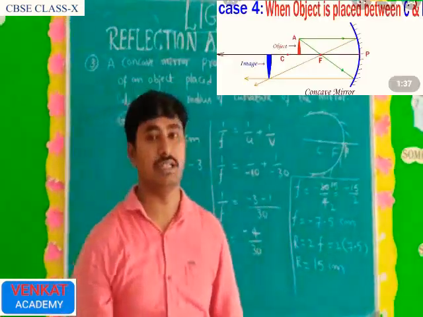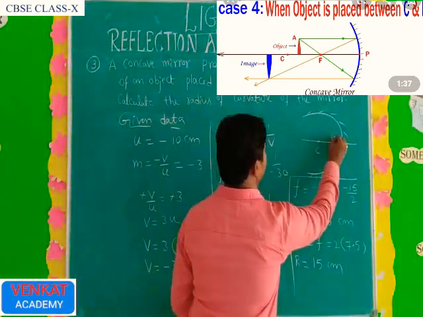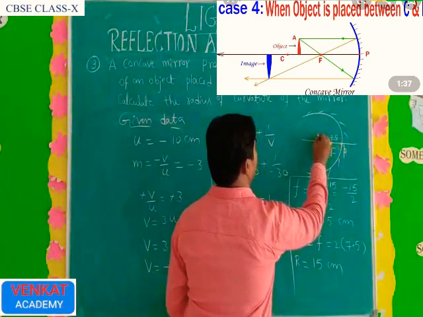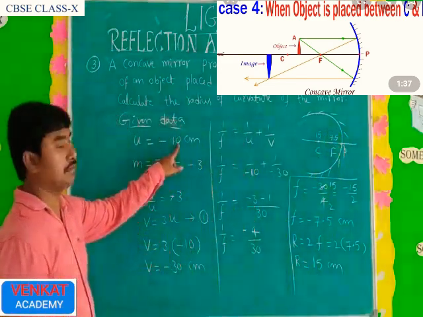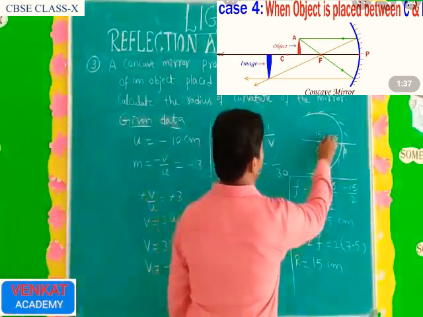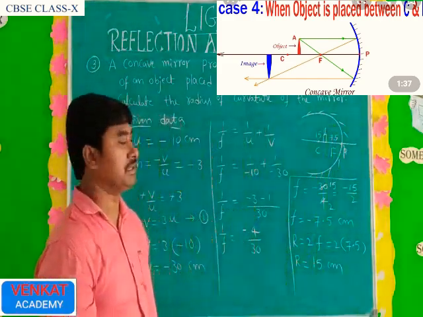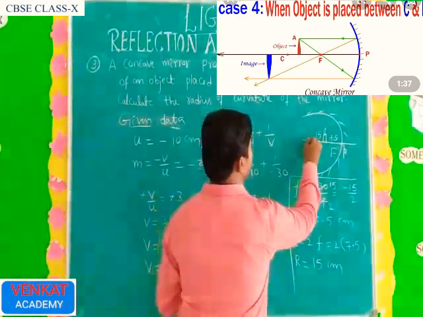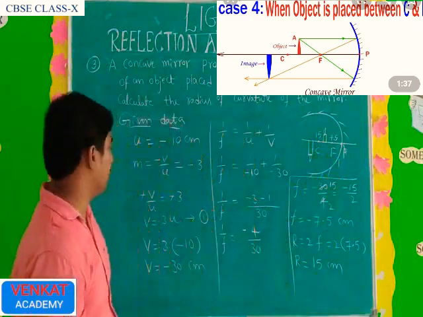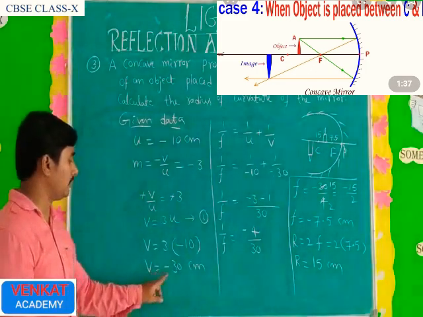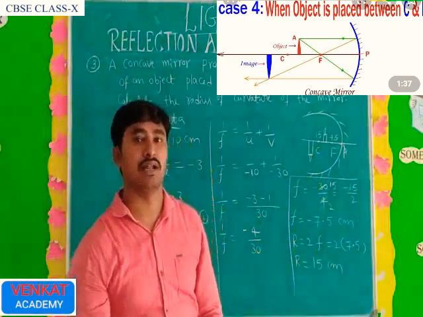Now let's compare to check the condition. The focal length is 7.5 and the radius of curvature is 15. They gave the object distance as 10 centimeters, which means the object is between C and F. Then the image is formed beyond the center of curvature, meaning more than 15. Here v is equal to minus 30, which is more than the radius of curvature. So our answer is correct.